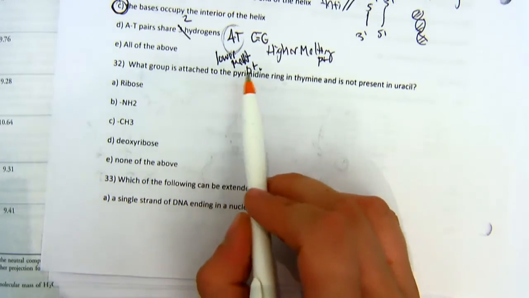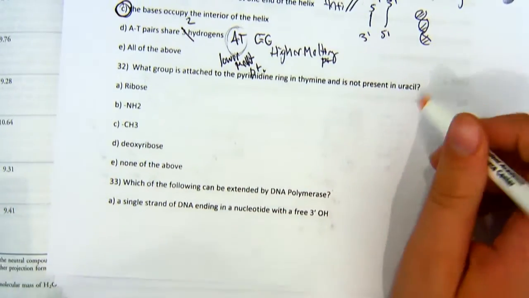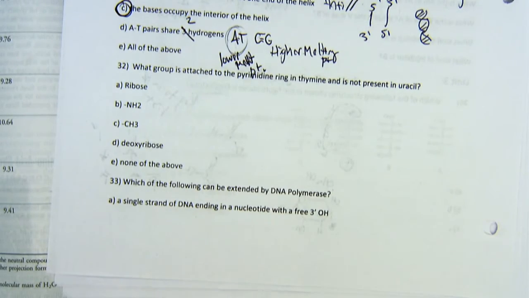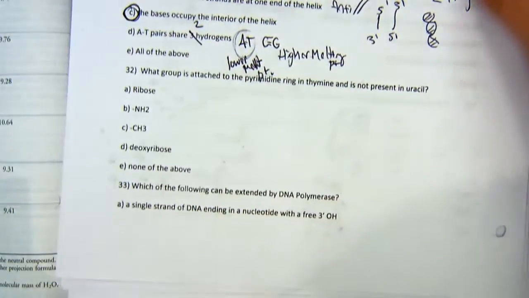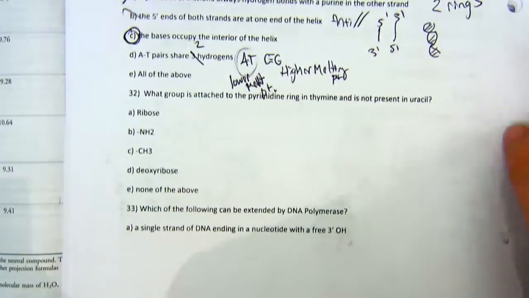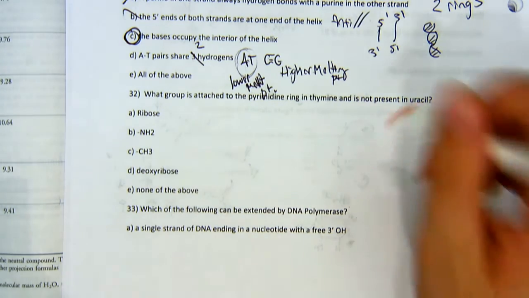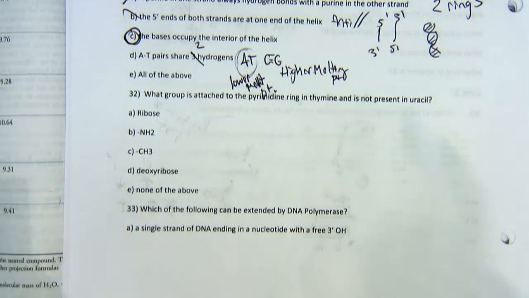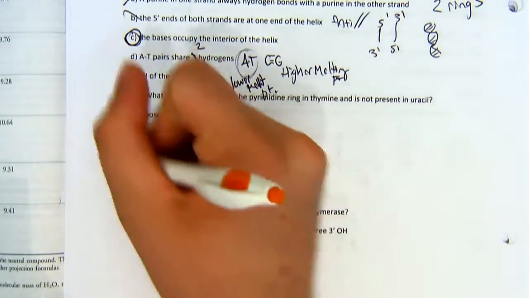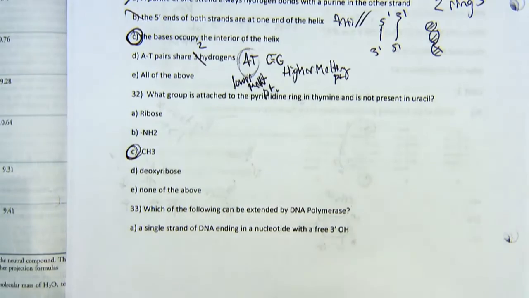What group is attached to the pyrimidine ring in thymine that's not present in uracil? So this is a straight up memorization. Do you know the structure question? So hang on. I don't think I have a picture for you guys right now, but we said our purines had the 2 rings, right? So our pyrimidines have to have 1 ring, right? So if you look at the structures, the big difference is that methyl group, correct? Yeah.